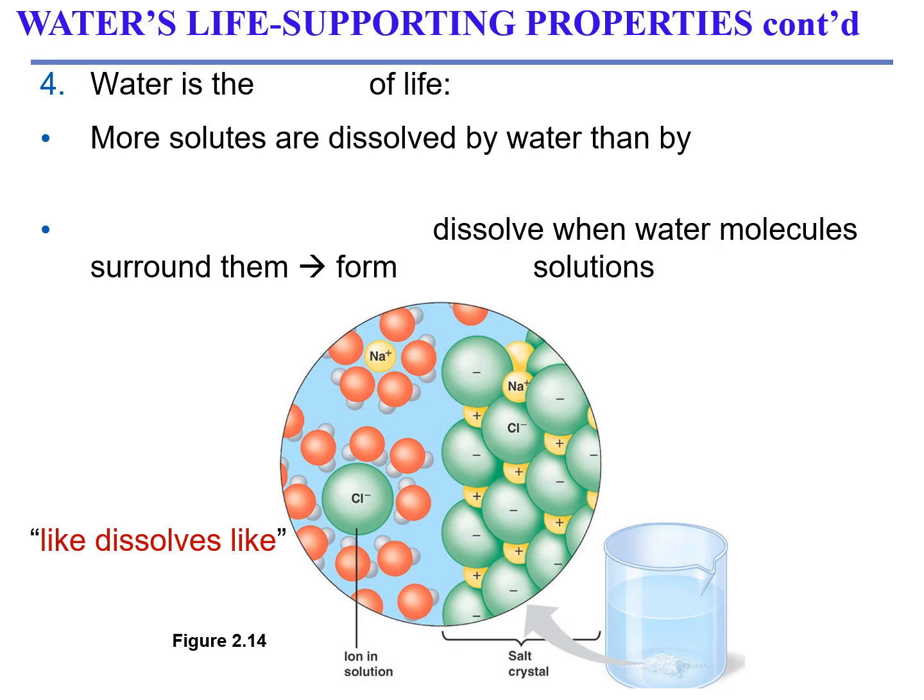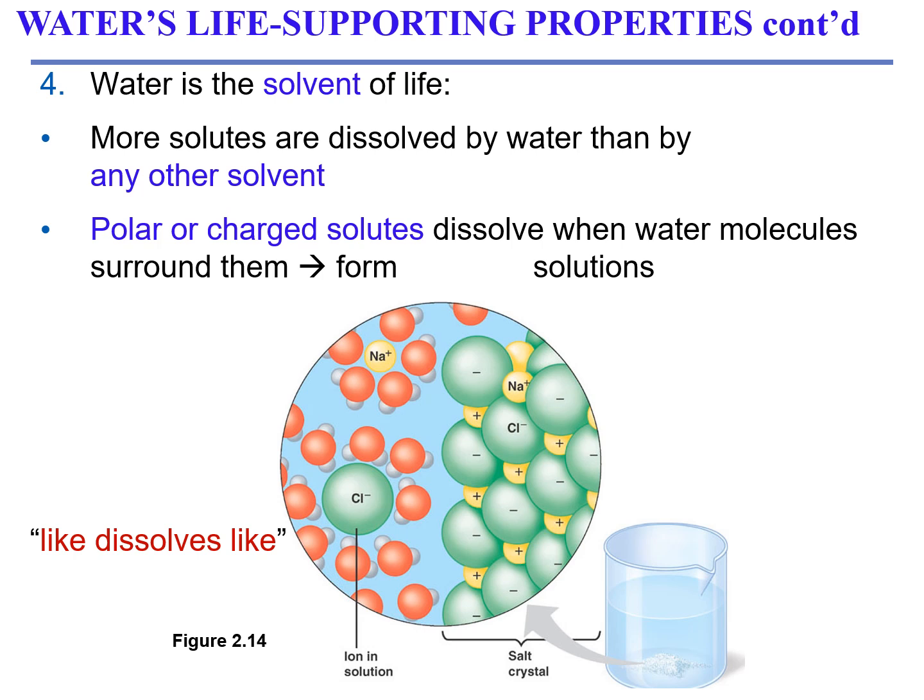Water has one more life-supporting property. Water is the solvent of life. More solutes are dissolved by water than by any other solvent. Polar or charged solutes dissolve when water molecules surround them, and they form aqueous solutions. An aqueous solution is when anything is dissolved by the water to create a new solution. And you can use the saying "like dissolves like."